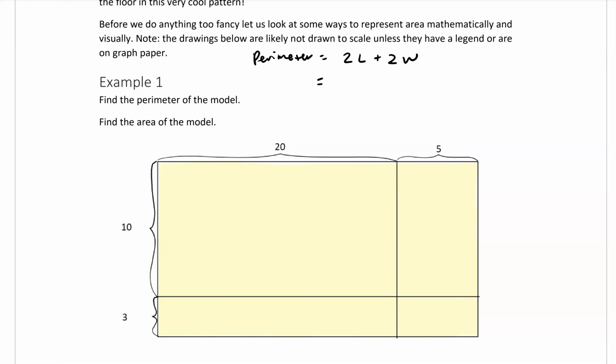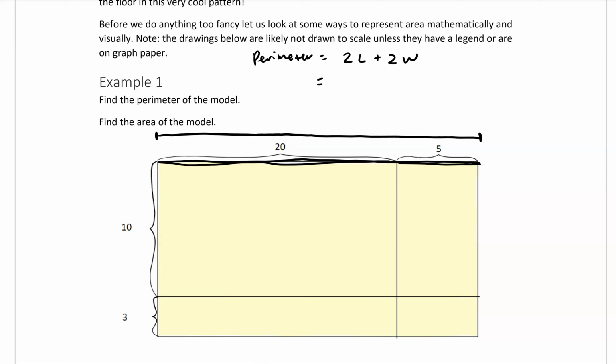First we have to figure out what the length is. The length is this top measurement here. We know that the first portion is 20 and the second portion is 5. So the total length from here to here will be 25, and there are no units on it. We don't know if it's feet or inches, so let's just leave it as 25. So we have 2 times 25 plus 2 times whatever the width is.